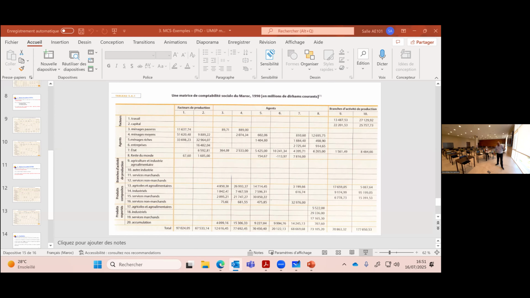We try to give you the illustration, but I'm sorry, I don't know why, because we have a problem with the screen.